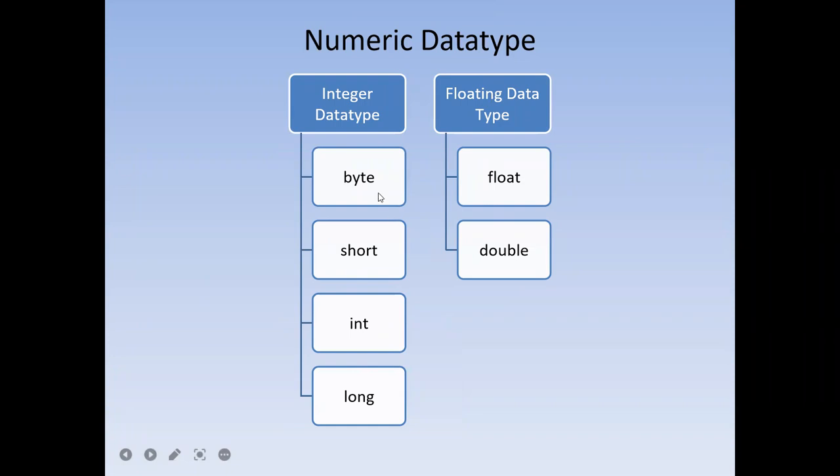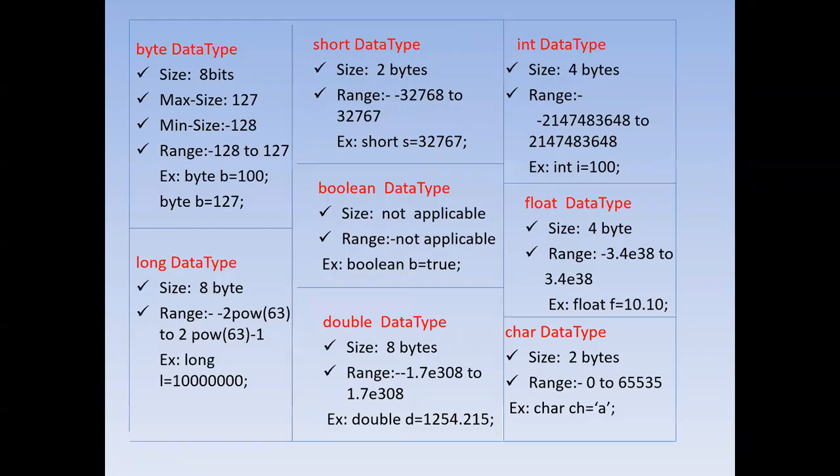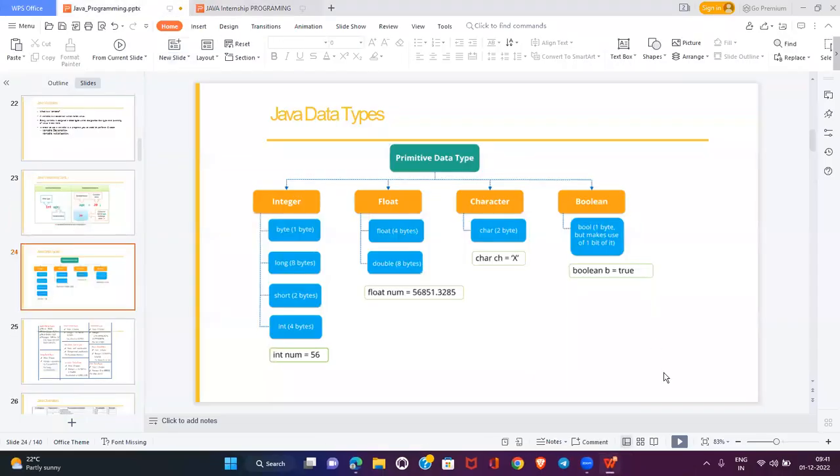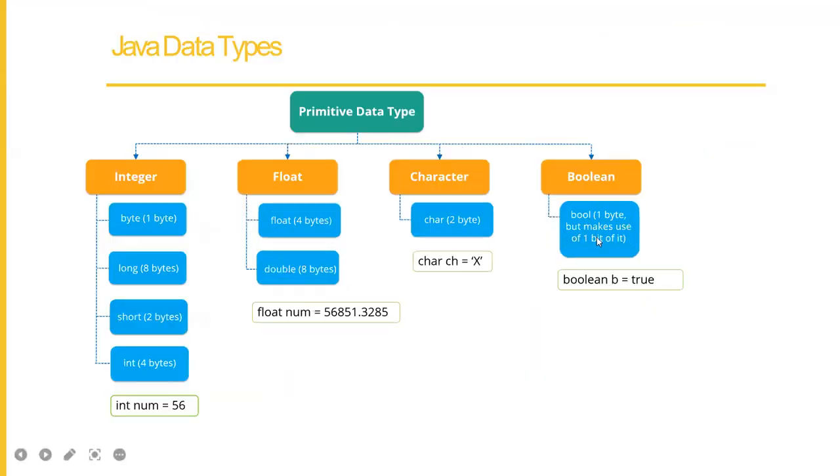So in the numeric data type, we have byte, short, int, long. Floating data types are float as well as double. Otherwise, we can say the primitive data types are divided into integer, float, character, and boolean. Integers are whole numbers. If you want to declare real values, go for floating data types. If you are defining a character, go for char. If you are working with true or false, go for boolean data types.